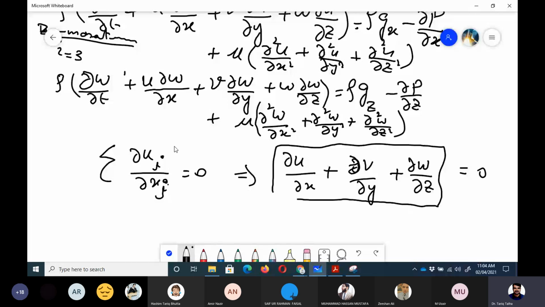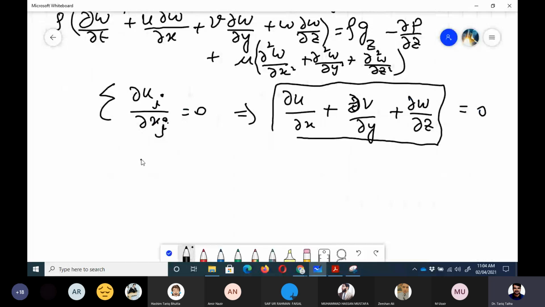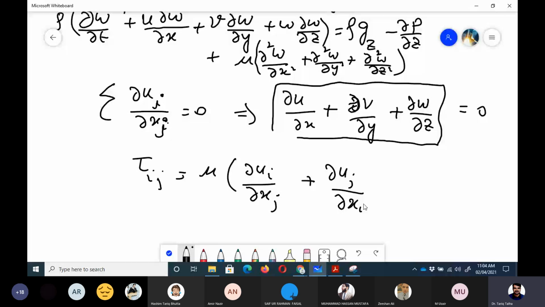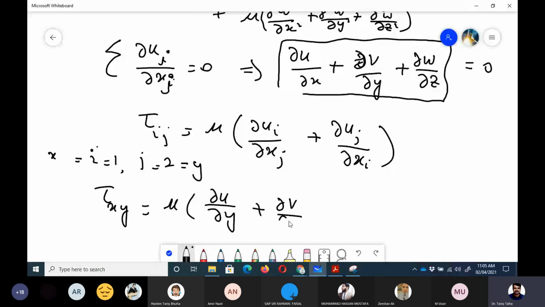So we can represent it with one term. And similarly, the stresses I have shown you there, like tau ij, we can write it tau ij equals mu into partial u i upon partial xj plus partial uj upon partial xi. Right? So if we are talking about tau xy, then because x represents 1, so I would be equal to 1 and y means j is equal to 2. So if we put that here, that is y and this is x. So tau xy is basically equal to mu into partial u upon partial y plus partial v upon partial x.